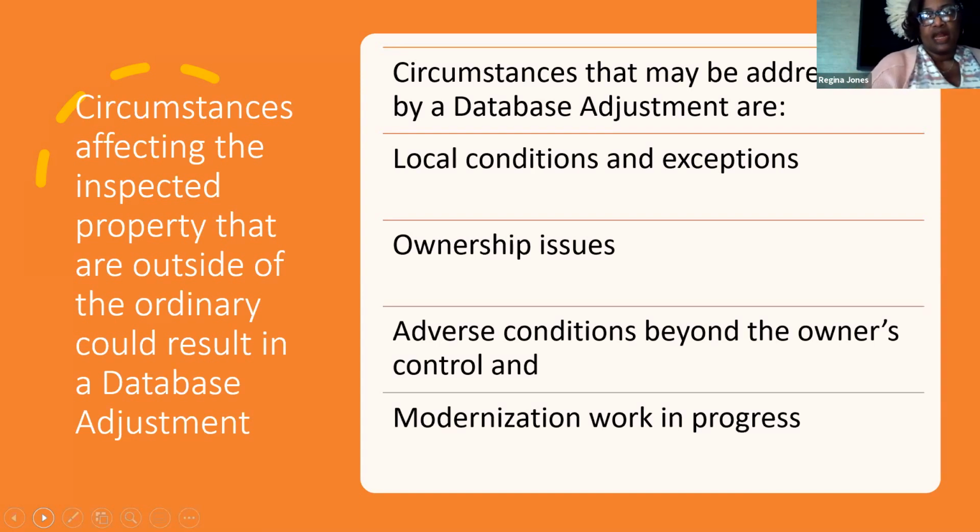One example that Eva and I were talking about earlier in the week, adverse conditions beyond the owner's control. I did have one housing authority where the back of the property abutted the city's property. The city's property was actually in a flood zone. So when that property flooded, the water would pool in the back of the authority's property. So when the clients would walk out, it was just like walking in a pool of water.